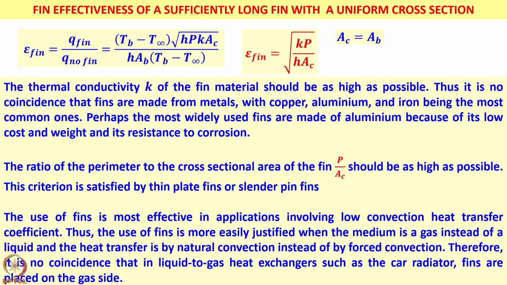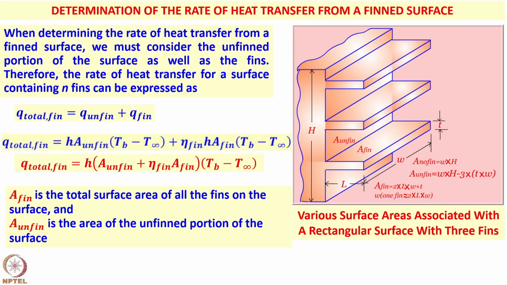But before we solve the problem, let us try to get the Q total fin, the heat transfer. Q total fin is equal to Q unfin plus Q fin, because here the heat transfer is taking place both from this base surface where there is no fin and also from the area of the fin. That means Q unfin equal to H into area of the unfin into Tb minus T infinity. But Q fin equal to efficiency of the fin into H into area of the fin into Tb minus T infinity.